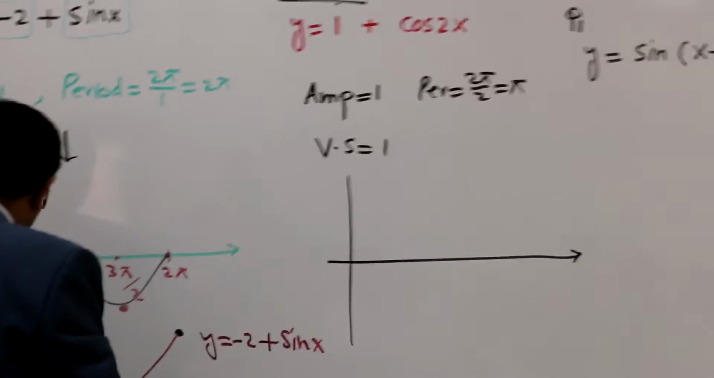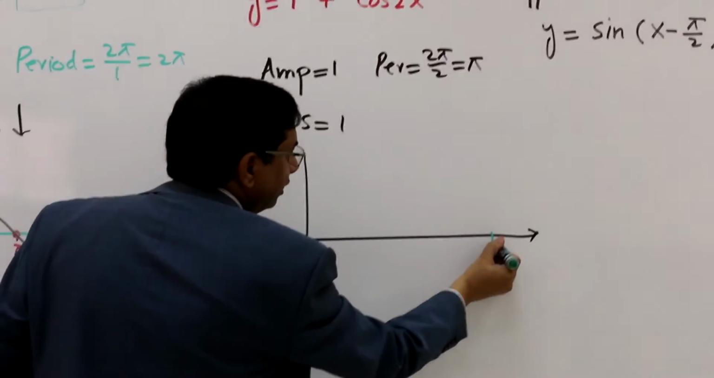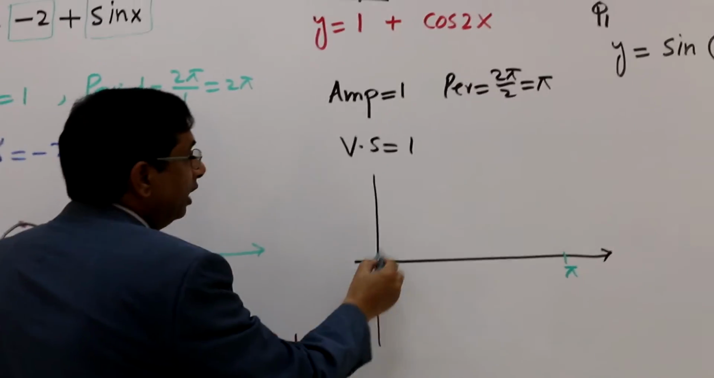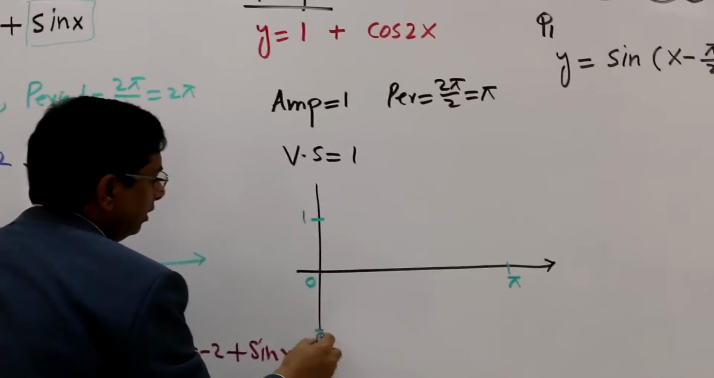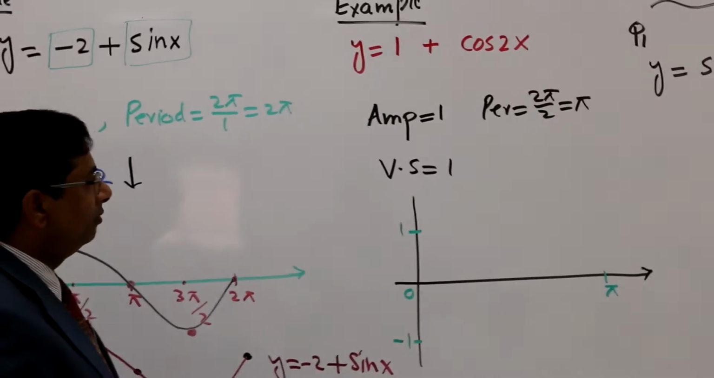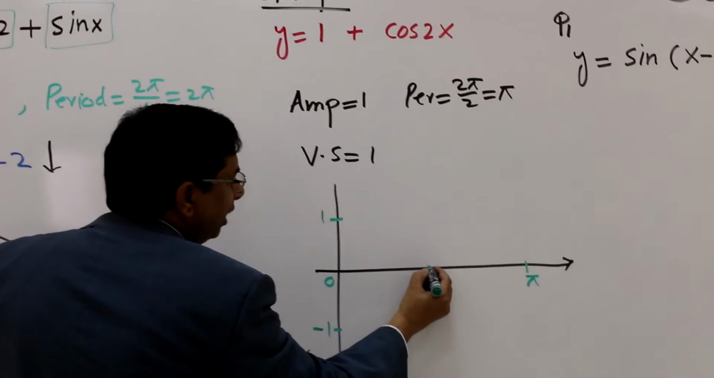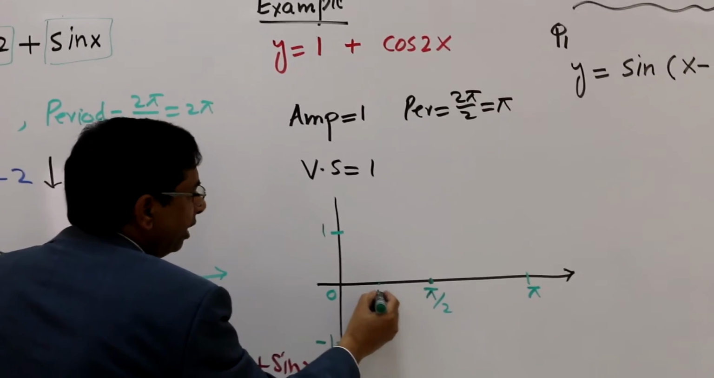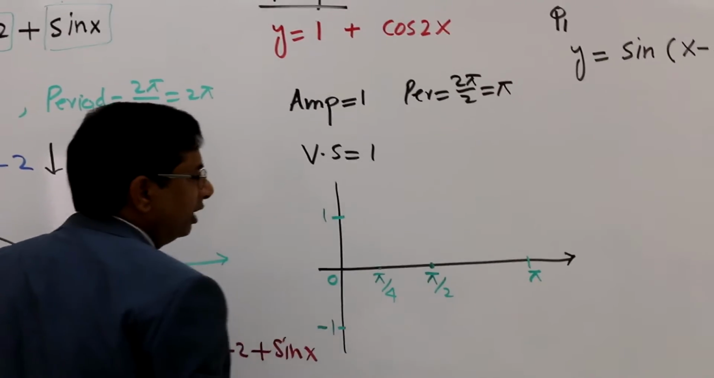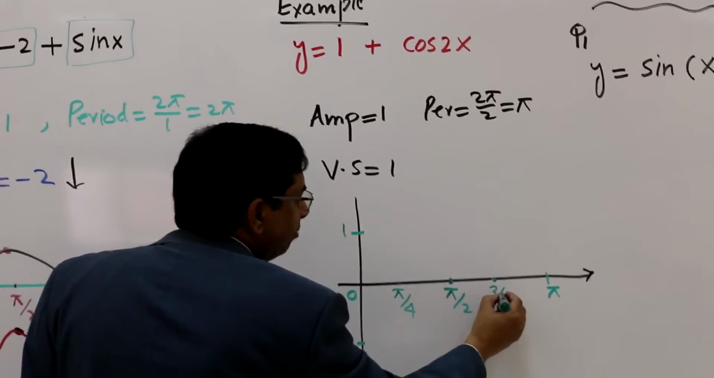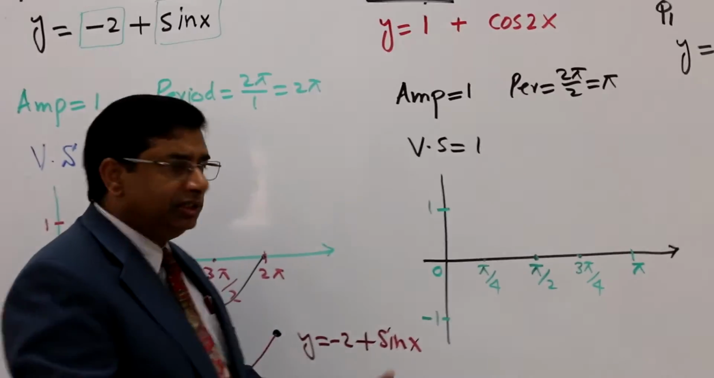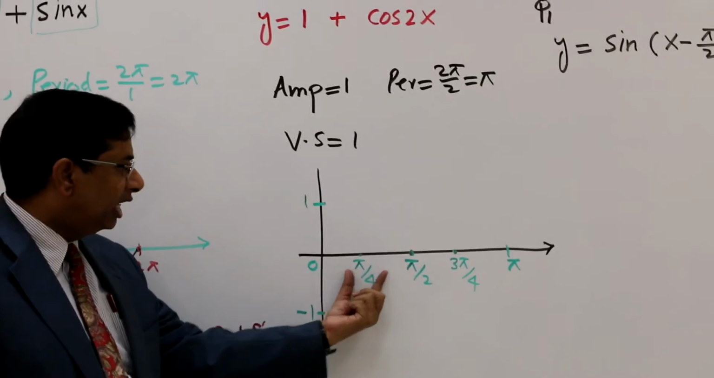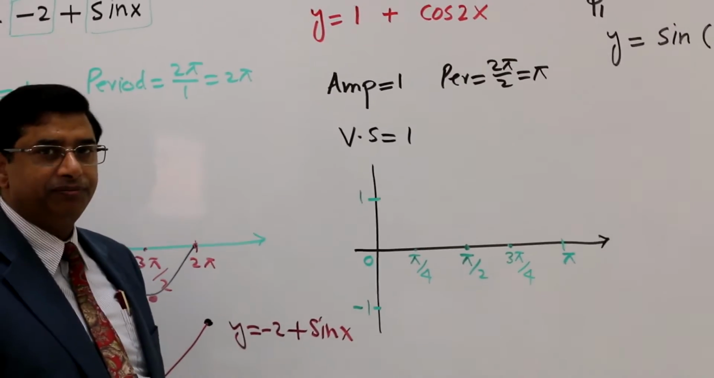We mark it up to pi. One cycle is completed in 1 pi. So this is 0. Amplitude is 1. Okay. Then take the midpoint of this one, which is pi over 2. Midpoint of this one divided by 2, this is pi over 4. And midpoint of this one is equal to 3 pi over 4. This distance is pi over 4, this is pi over 4, pi over 4 doubled is pi over 2, 3 times this one, and 4 times is equal to pi.